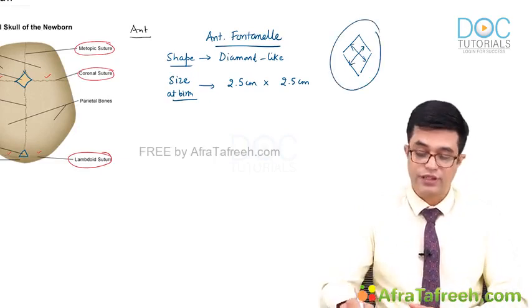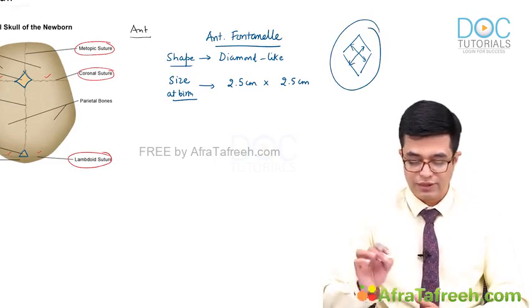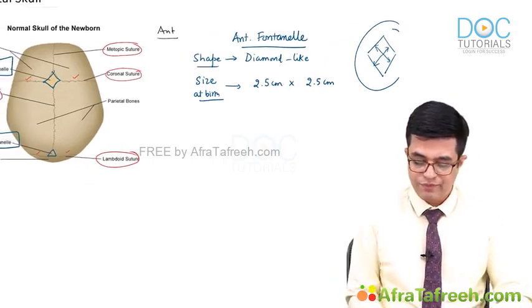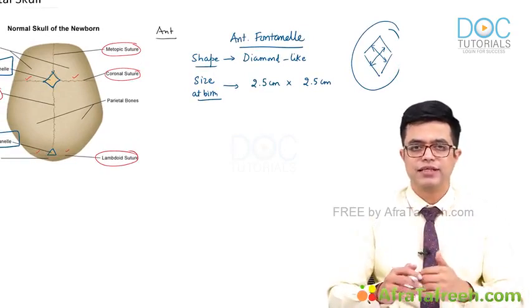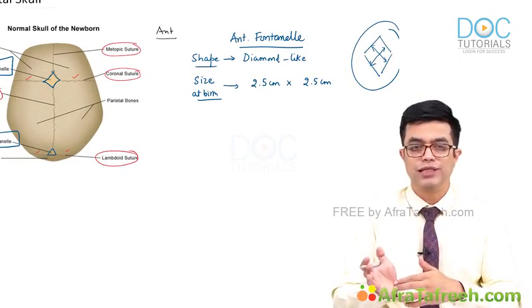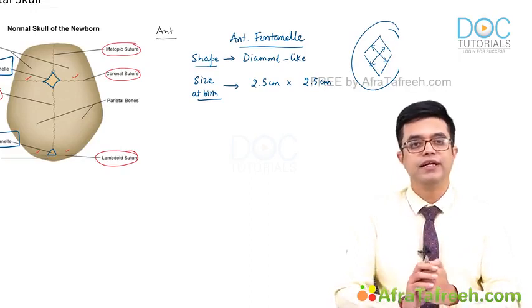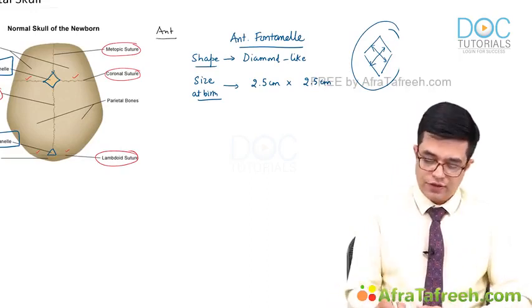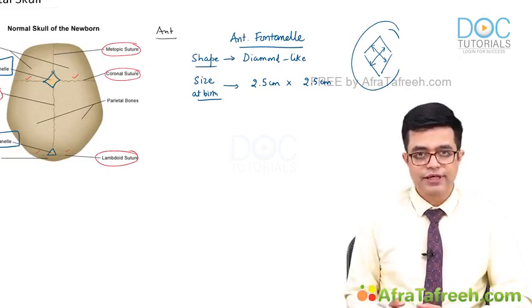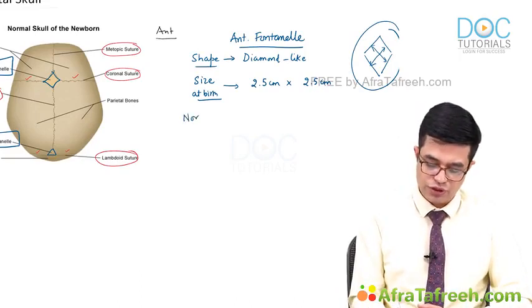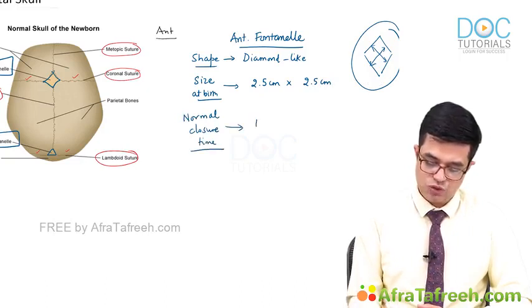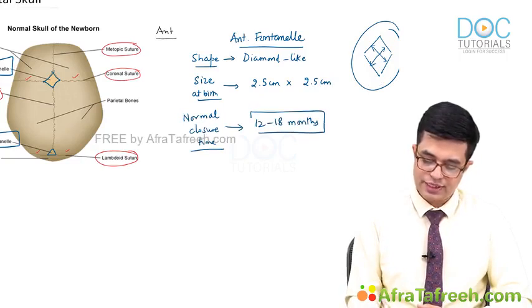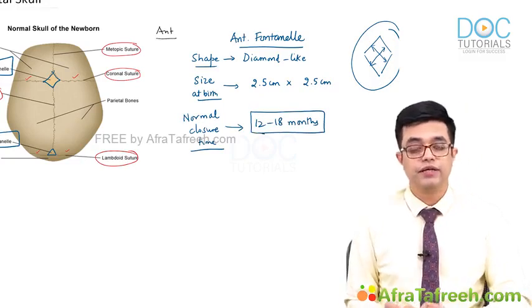This is asked in your exams, right? So 2.5 multiplied by 2.5 is the size. Normally, anterior fontanelle is at level. It is neither bulging nor depressed. In case there is a problem of bulging or overly depressed fontanelle, it will indicate some underlying pathology. Anterior fontanelle is open in all children at birth, but what is the normal closure time? The normal closure time for anterior fontanelle is 12 to 18 months. If it is still open beyond 18 months, that is called delayed closure of anterior fontanelle.